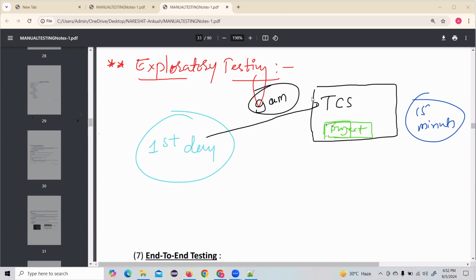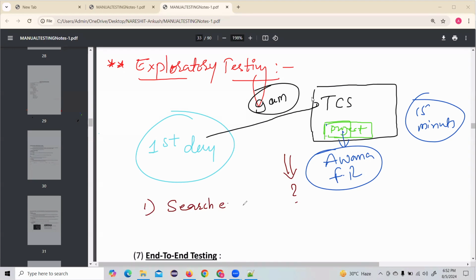On the first day, if they provide you a project, what will you do? You don't know anything about that project. The project name is, for example, Avana funds release. What will you do then? You'll call me? You will take help of a search engine. What is a search engine? Google. Or else you will take the help of your seniors. Understanding?